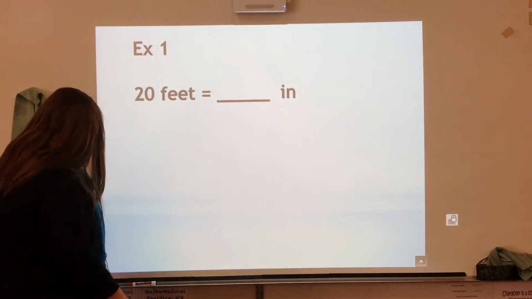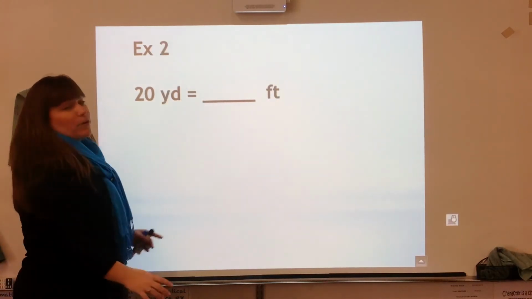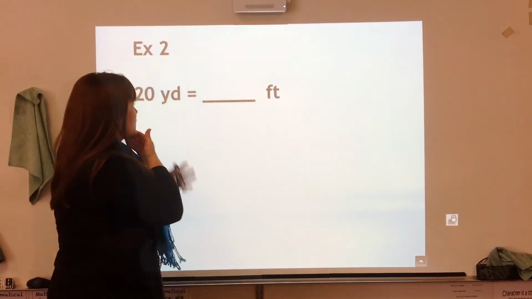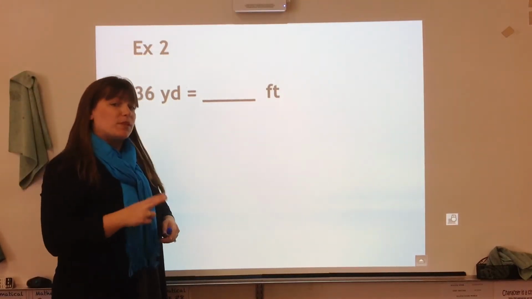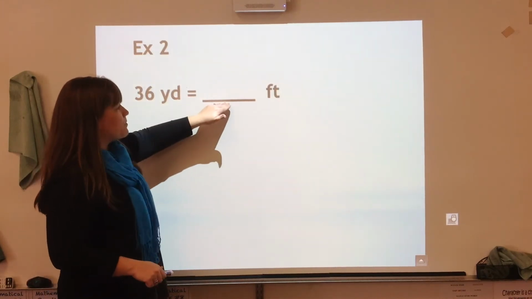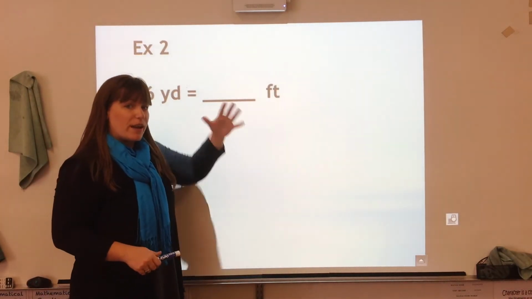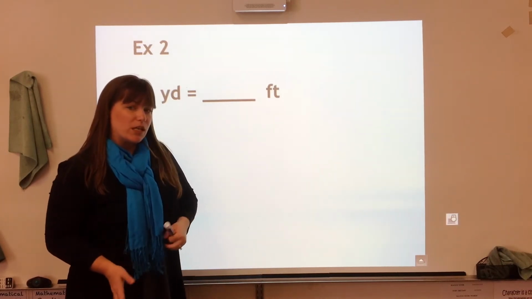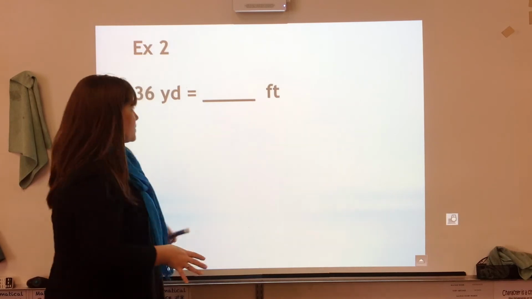This will still be an example 2, where we're going from something that's a larger unit to something that's a smaller unit. Okay, on to example 2. Please write down the actual problem. 36 yards equals blank feet. And now we're going to practice those steps again, practicing dimensional analysis and crossing out common units.